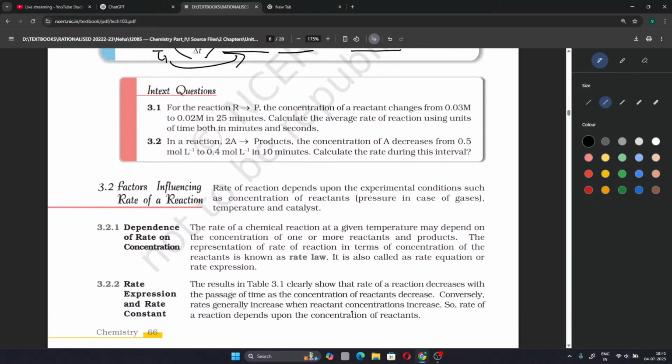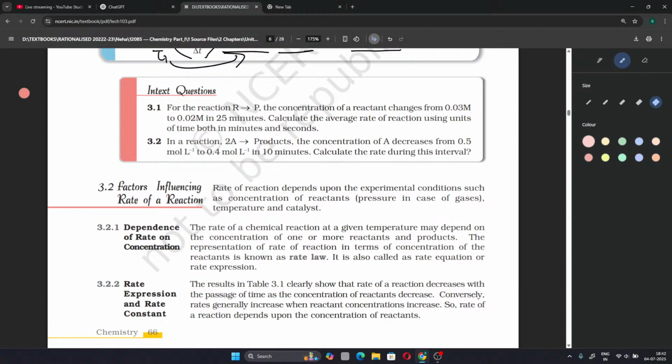Okay, let's see the in-text questions. For the reaction R to P, where R is the reactant and P is the product, the concentration of reactant changes from 0.03 molar to 0.02 molar in 25 minutes. Calculate the average rate of the reaction using units of time, both in minutes and seconds. Basically the same as the previous solved example we saw. They did not give the change directly, but they gave the initial and final concentration. Then with subtraction we can find the change in the concentrations.